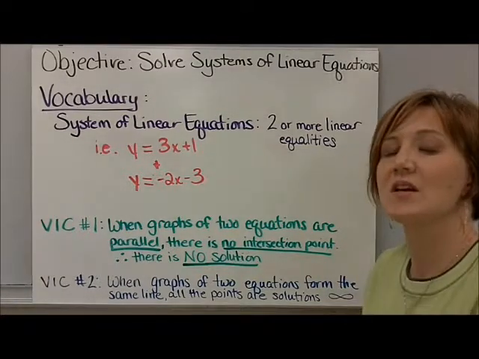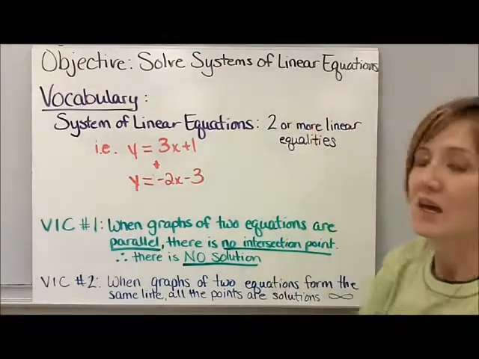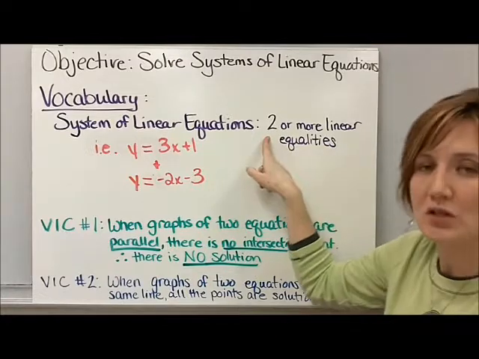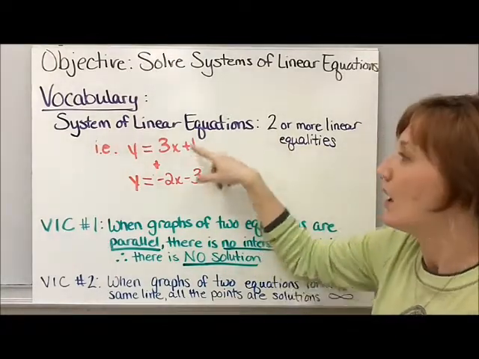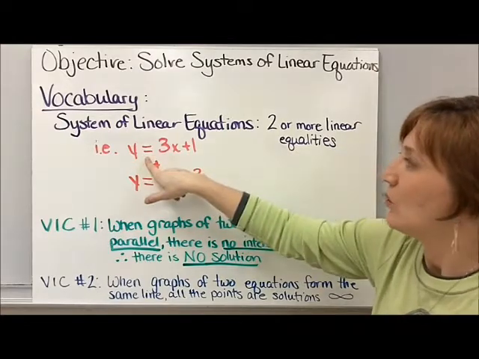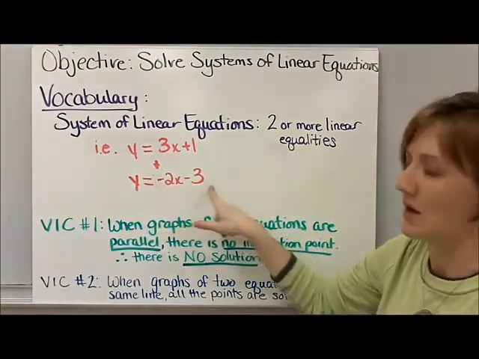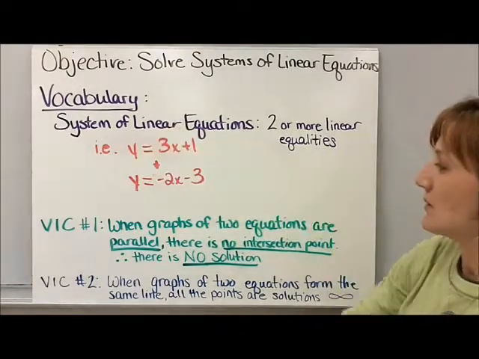Okay, so today we are talking about solving systems of linear equations. A system of linear equations is just two or more linear equations that have been paired together. For example, y equals 3x plus 1 and y equals minus 2x minus 3. This is a system of linear equations.